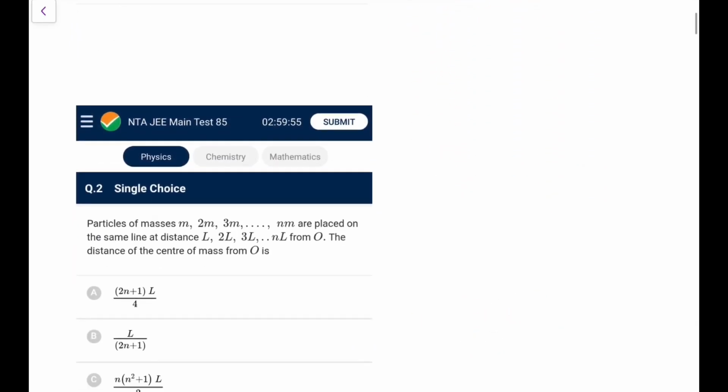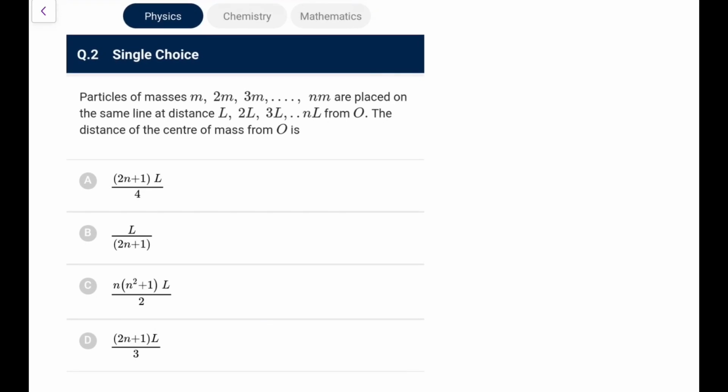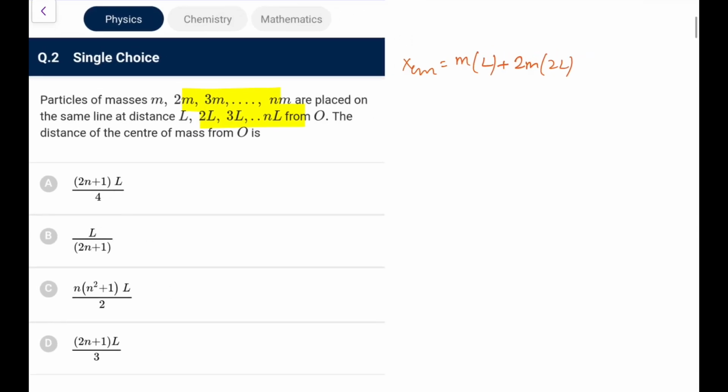Now next one. Particles of masses m, 2m, 3m and nm are placed on the same line at distances L, 2L, 3L and nL from O. The distance of the CM from O is... So what you will write: x CM, we will say m1 x1, that is m into L plus 2m into 2L plus 3m into 3L and so on, plus nm into nL, upon m plus 2m plus 3m till nm.